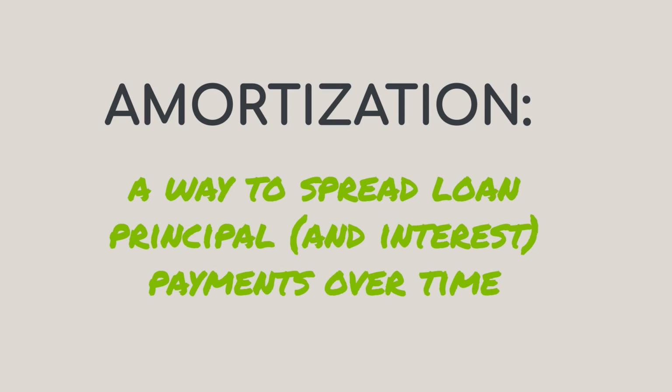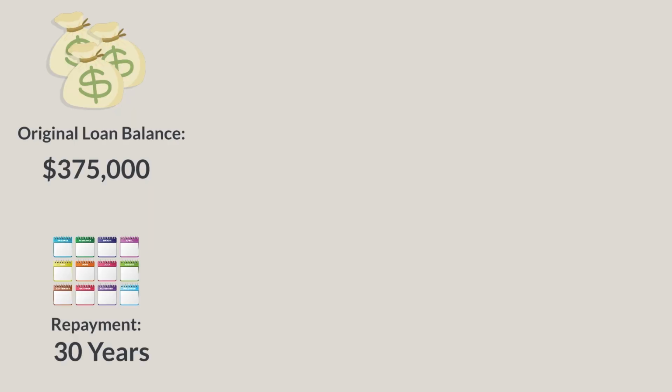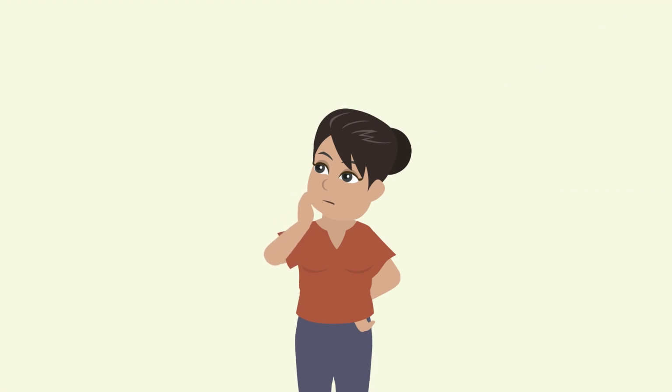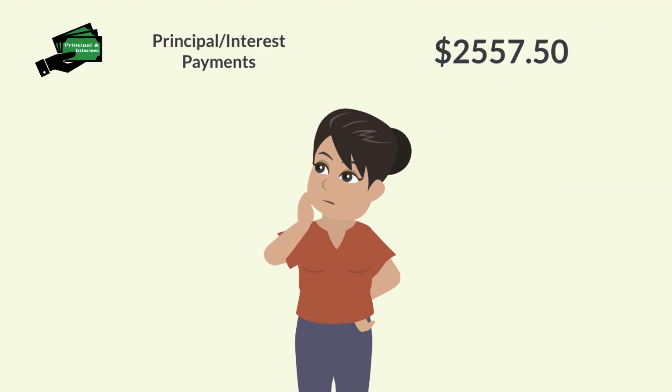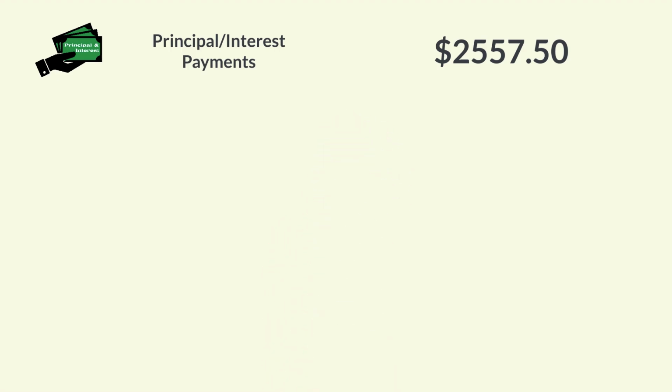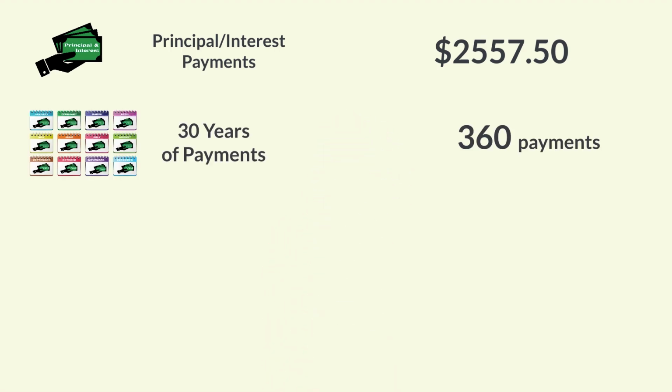What Claudia was explained about her loan payments is based on a financial concept called amortization. Amortization is a way to spread loan principal and interest payments over time, and in this case, as with many other mortgages, for 30 years, which made Claudia do a bit more thinking. Each month, she'd be paying $2,557.50. She would do this monthly, 12 times a year for 30 years.